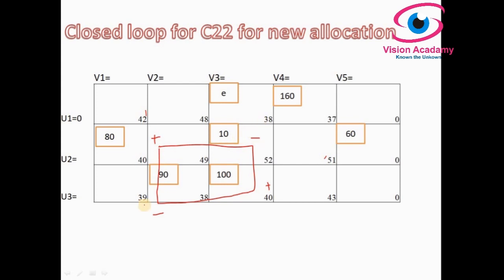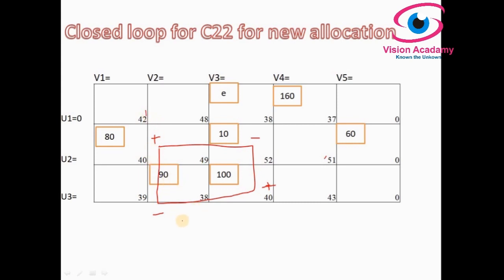Compare the minus sign allocations. Here there is a 10 allocation, here a 90 allocation. Compare both of the minus sign allocation values. So here 10 is the least compared to 90. So from 10, you should add where there is a plus sign, and subtract where there is a minus sign, and from 10 we should perform this operation.